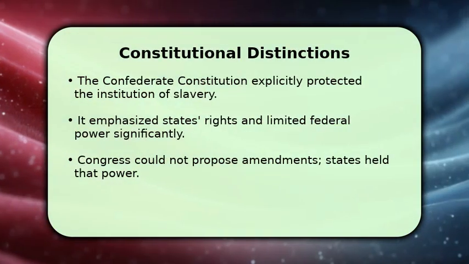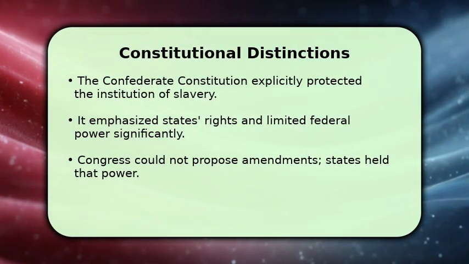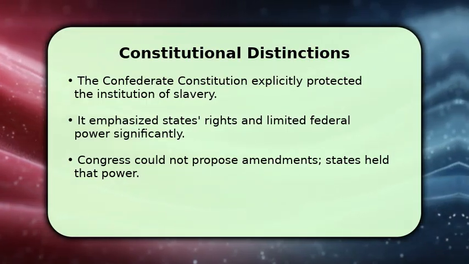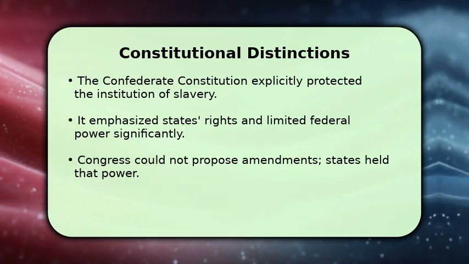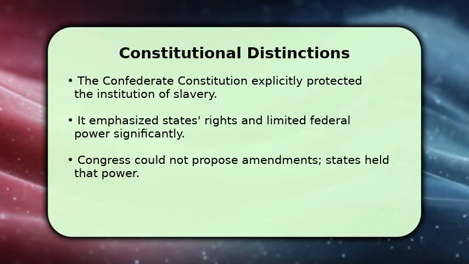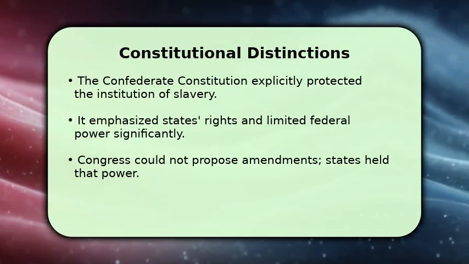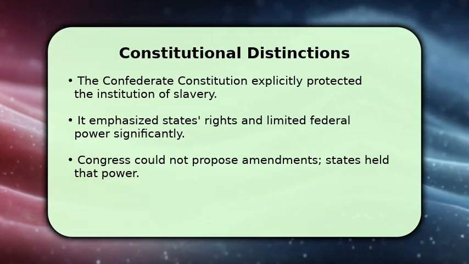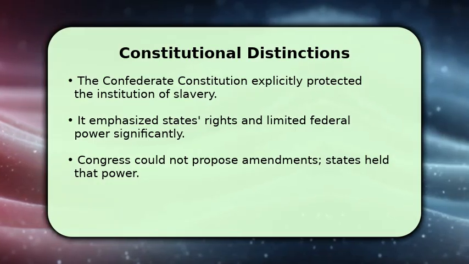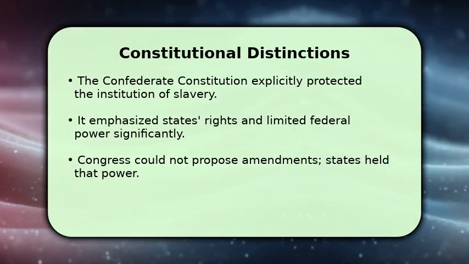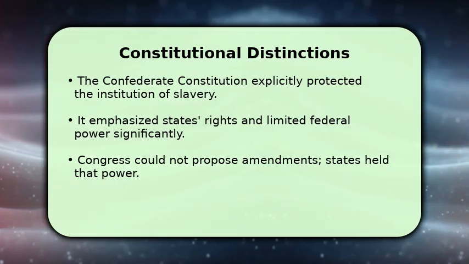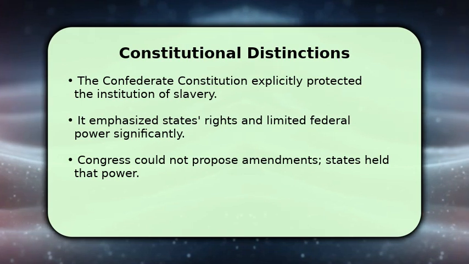The Confederate Constitution, while similar to the United States Constitution in many ways, contained crucial distinctions. It explicitly protected the institution of slavery, ensuring its perpetuation. A strong emphasis was placed on states' rights, significantly limiting the central government's authority. Unlike its counterpart, the Confederate Congress could not propose constitutional amendments. This power was reserved for the states. Furthermore, the Constitution largely prohibited protective tariffs and federal funding for internal improvements, reflecting a different economic philosophy.